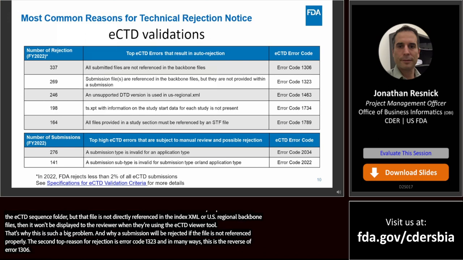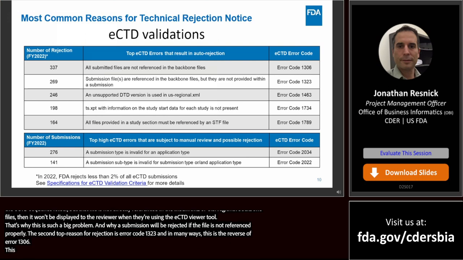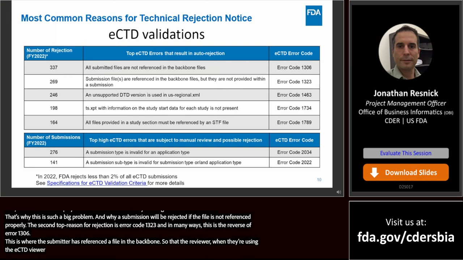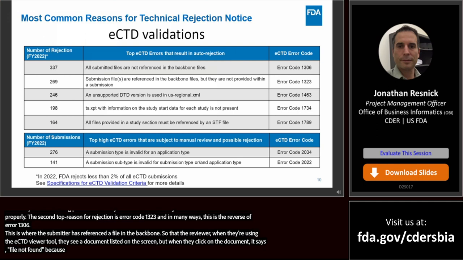This is where the submitter has referenced a file in the backbone so that the reviewer, when they're using the eCTD viewer tool, sees a document listed on the screen. But when they click on the document, it says file not found, because the actual file itself wasn't included in the eCTD sequence folder.